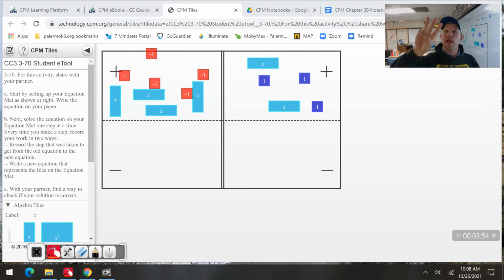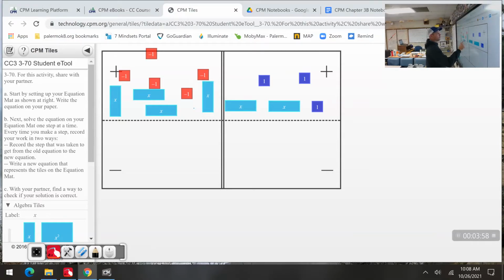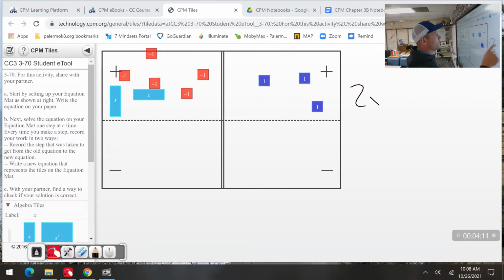And number 3 is a balance. A balance is when you have matching tiles in matching regions. There's x and x, balance. X and x, balance. And I write what I see. On my left-hand side I have 2x minus 5, and on my right-hand side, I have 3. That was a balance.